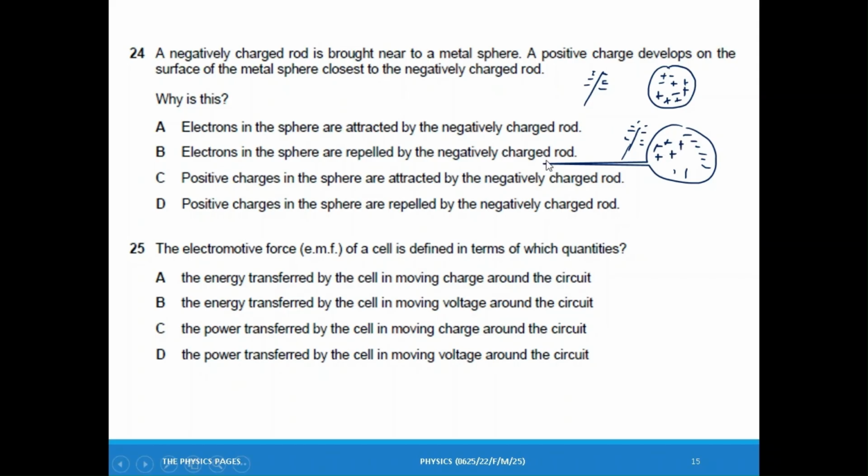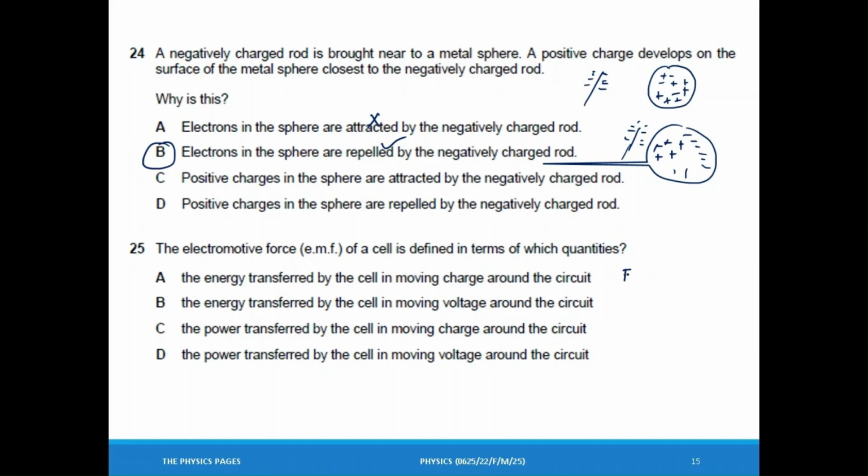Attraction is between two different charges, but here electrons are movable, while protons are inside the nucleus and cannot be moved. So we can say it is a repulsion of the electrons. So the statement that electrons in the sphere are attracted is wrong. Electrons in the sphere are repelled by the negatively charged rod. Option B is correct. EMF is defined in terms of which quantity?